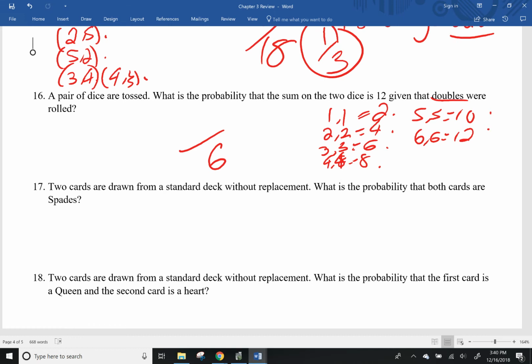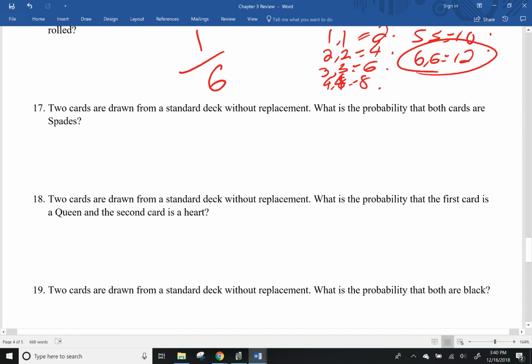Now, of those ways, how many of them are 12? Well, this is the only way I can roll a 12 on a double. That's one way. There's only one out of the 6 ways to roll a double that is a 12. So 1 in 6 chance I roll a 12, given that I rolled a double.